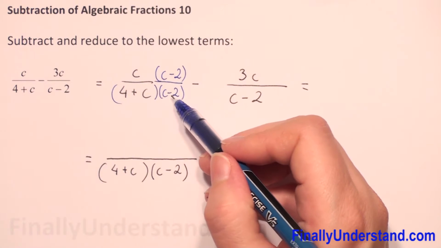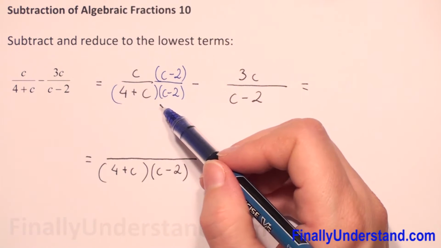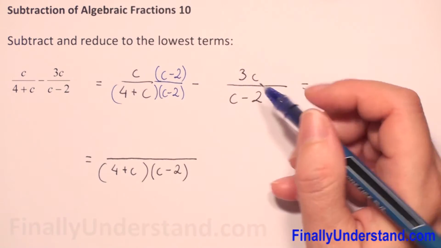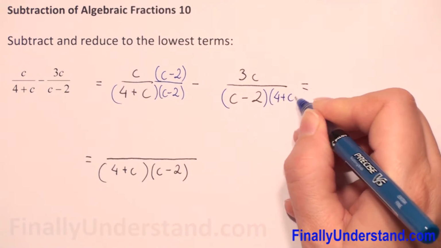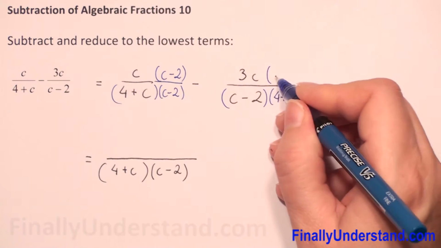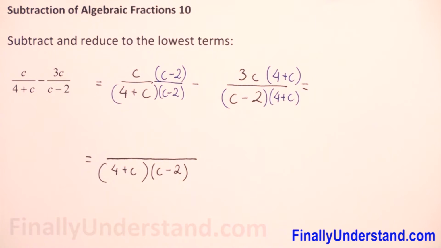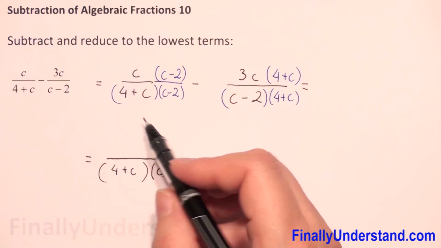We cannot multiply only the denominator. If I multiply the denominator, I have to do the same with the numerator. And this denominator I multiply by 4 plus c. So 3c I have to multiply by 4 plus c. So now we have the denominator, and we have to do multiplication in the numerators.